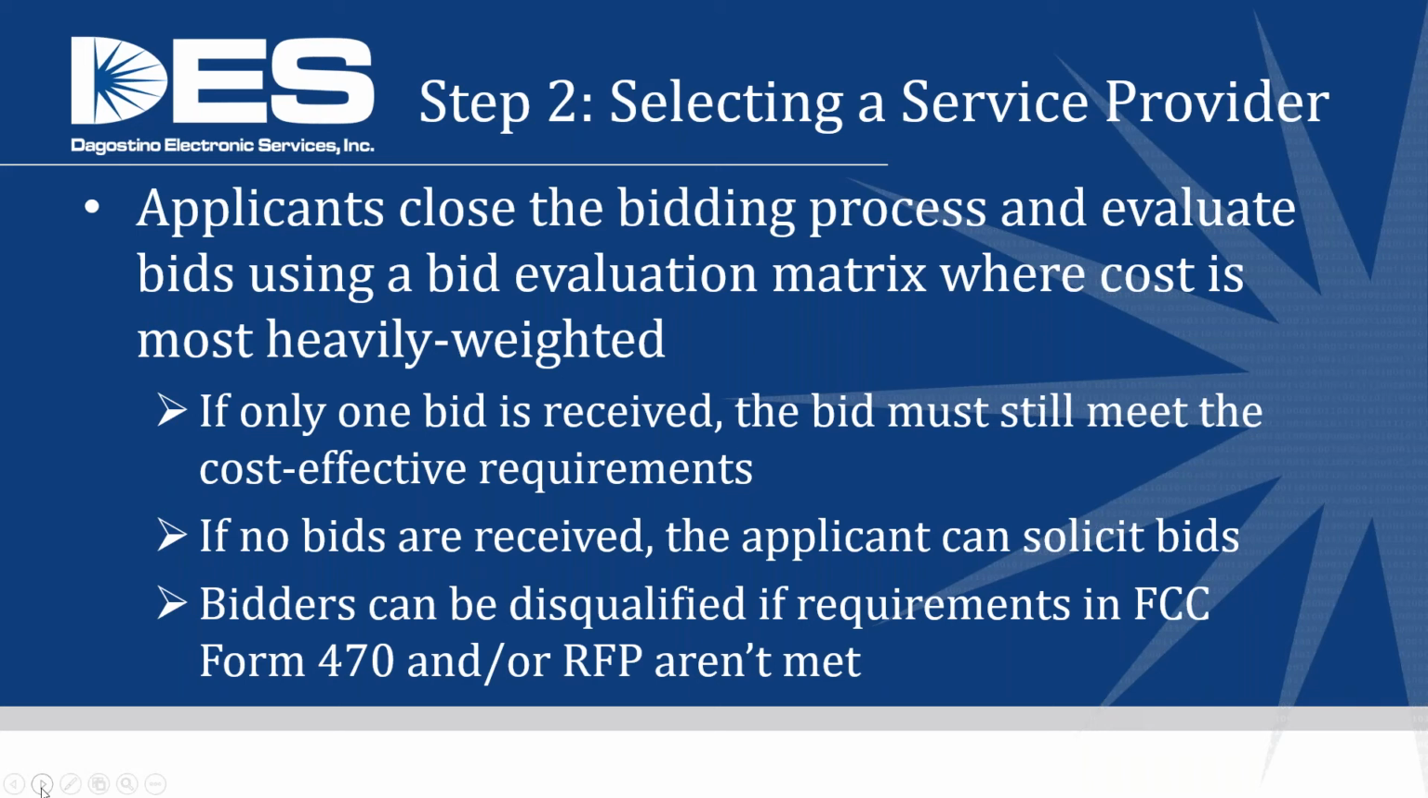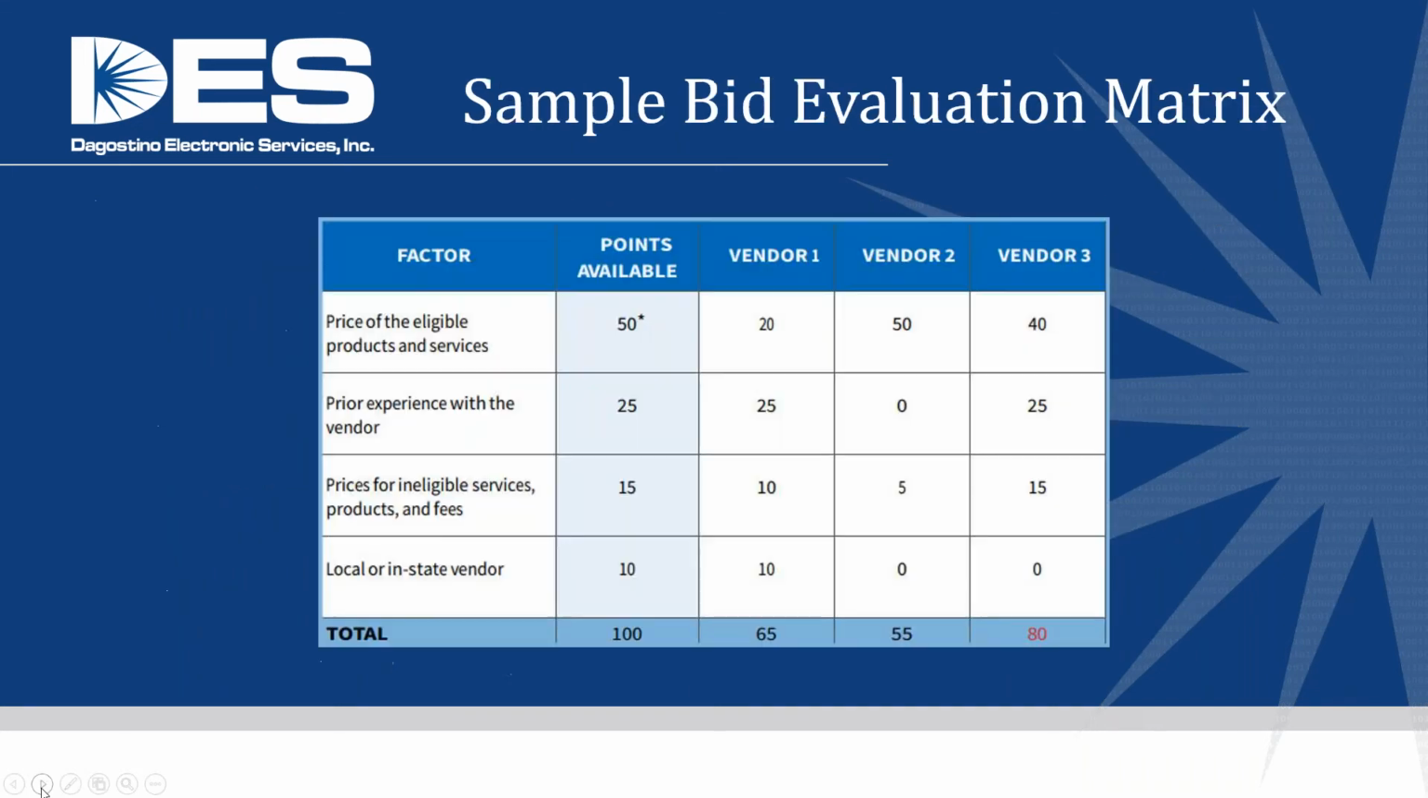If no bids are received, you are allowed to solicit bids by asking a vendor to respond to your Form 470s. Bidders can be disqualified if requirements in the Form 470 or RFP are not met. And USAC can be really, really strict about these. So it's definitely something to make sure that you're following all of the rules and paying attention to how you are communicating with your bidders.